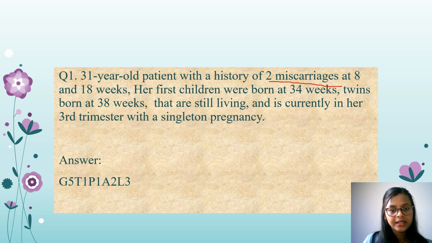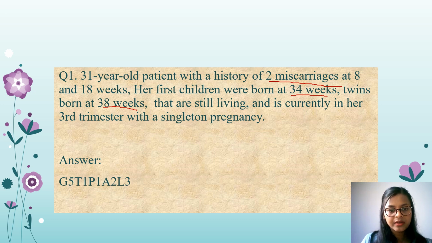Let's see the T. So here you can see her first child was born at 34 weeks of gestation, which is less than 37 weeks of gestation, so that comes under preterm. Twins were born at 38 weeks of gestation, which is more than 37 weeks of gestation, so that is a term birth. So it's T1.